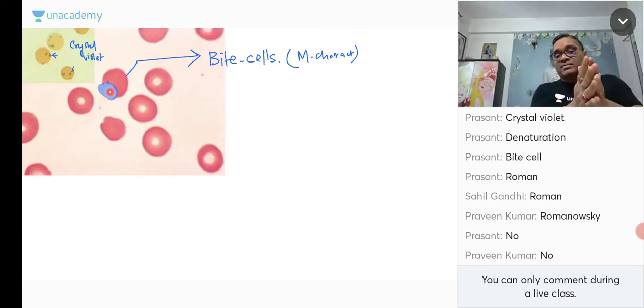Normal hemoglobin will combine with the Romanovsky stain. Understood? Normal hemoglobin will combine with the Romanovsky stain. Abnormal or denatured hemoglobin will not combine. So that is why these are all stained, and white cells are due to the denatured hemoglobin, right?